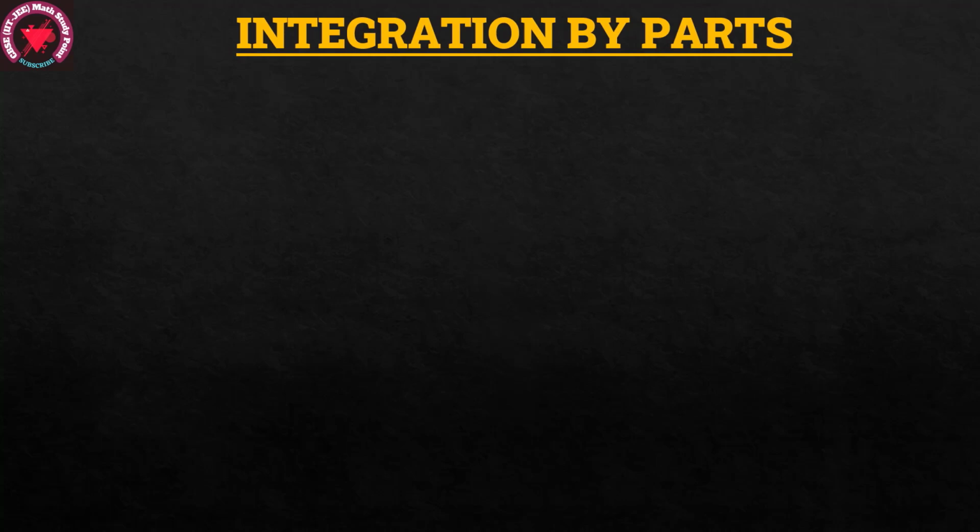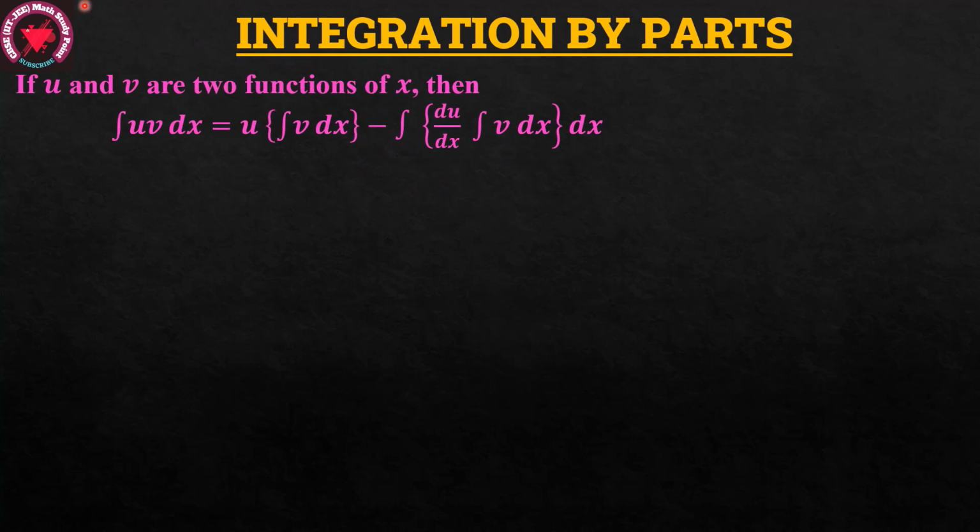So what is the integration by parts rule? Look here, if u and v are two functions of x, then integral u into v dx is equal to u into integral v dx minus integral of derivative of u into integral of v dx, whole dx. Let us see how we will get this rule.